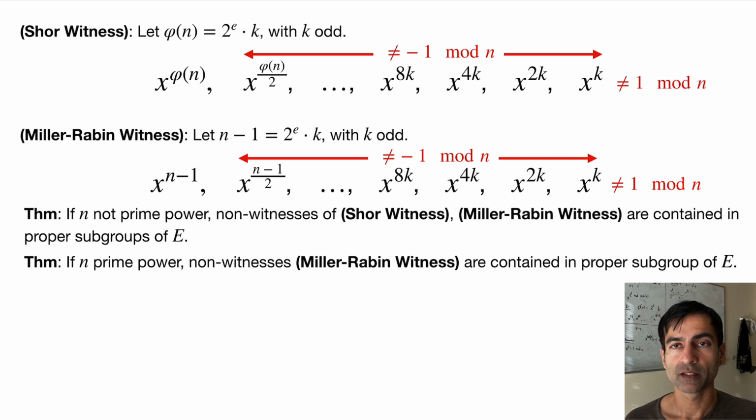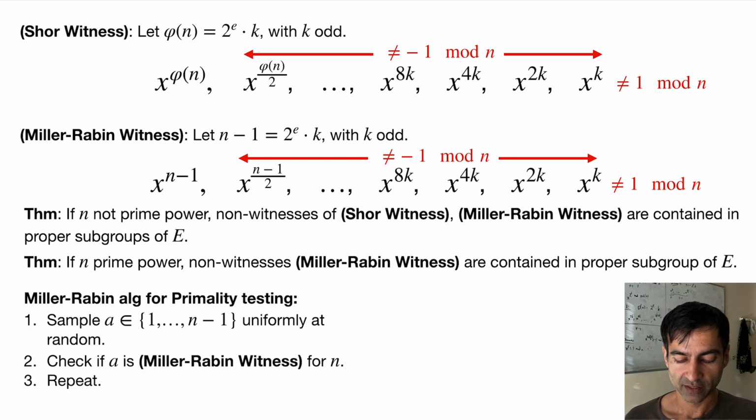And these two theorems now give algorithms for factoring and primality testing. The Miller-Rabin algorithm is very simple. It looks like this. Sample A uniformly at random and check if A is a Miller-Rabin witness. By these two theorems, in the case that n is prime, there will be no witness. In the case that n is not prime, then 50% of the choices of A will lead to a witness. So that's an algorithm for checking if n is prime or not.